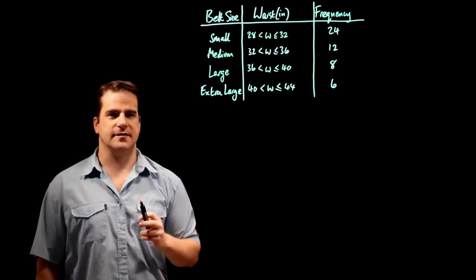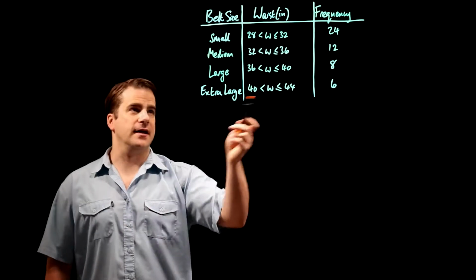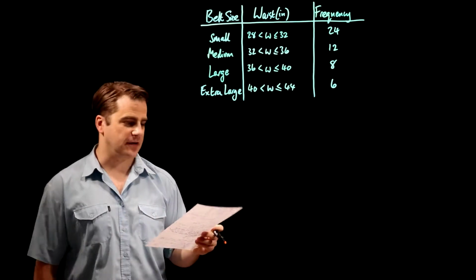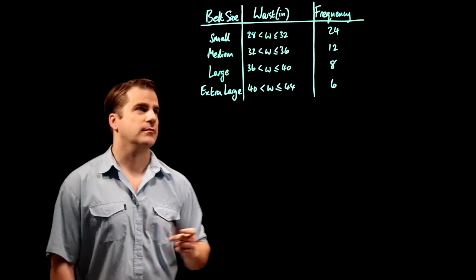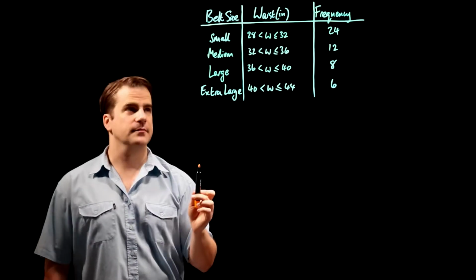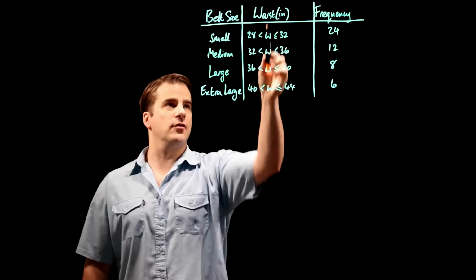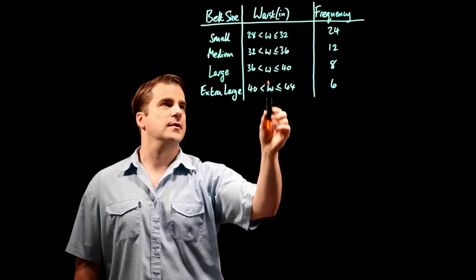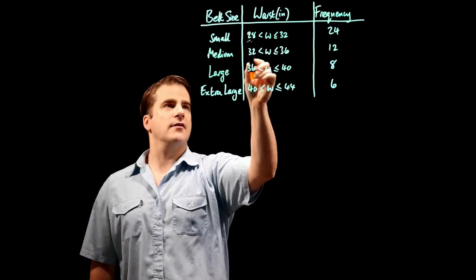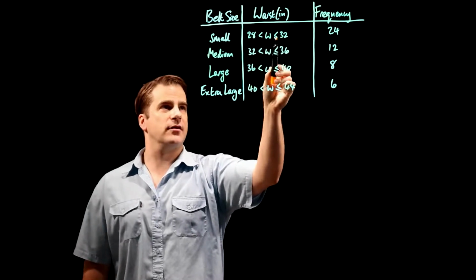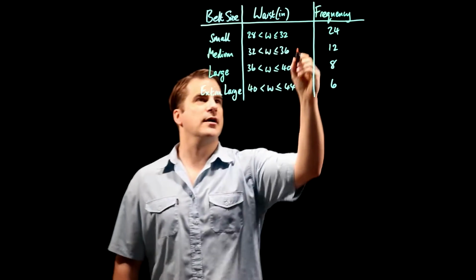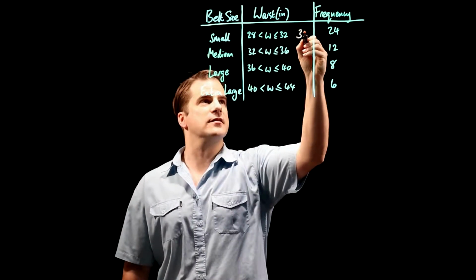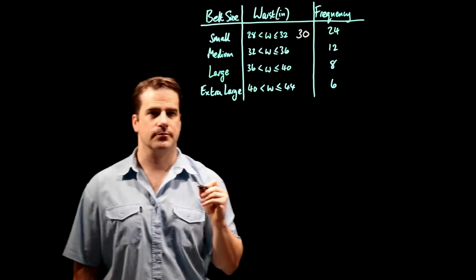Okay, Jenny is selling belts, and here's the data. First question, we have to estimate the mean waist size. To do that, here's the column for the waist size. We have a range between 28 and 32, okay? Pick the midpoint and write that down. Well, that's going to be 30, okay?